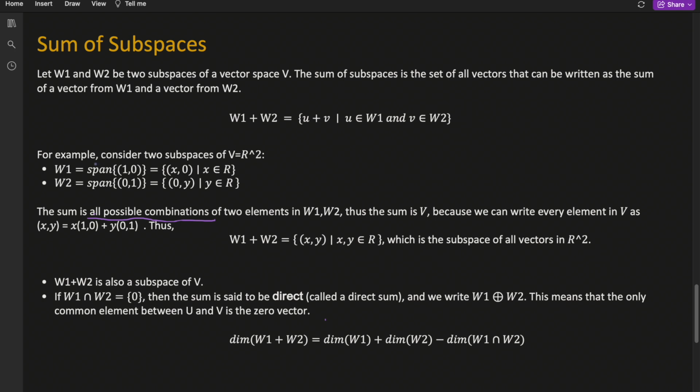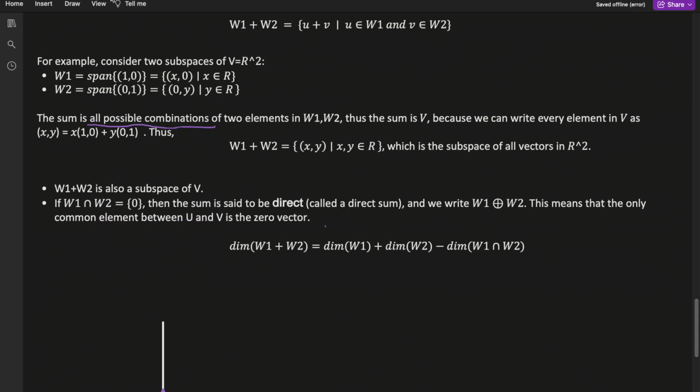So for example, in this case, we are given the two subspaces W1 and W2. W1 is nothing but the span of (1, 0), that is all the vectors of type (x, 0). This subspace is the x-axis, and this subspace is the y-axis, that is all the vectors of type (0, y). You take any two vectors from these two subspaces, then their combination belongs to the sum of the subspaces.